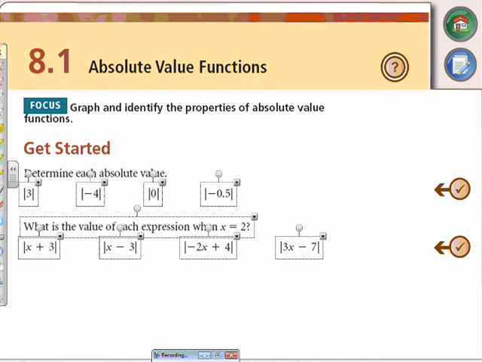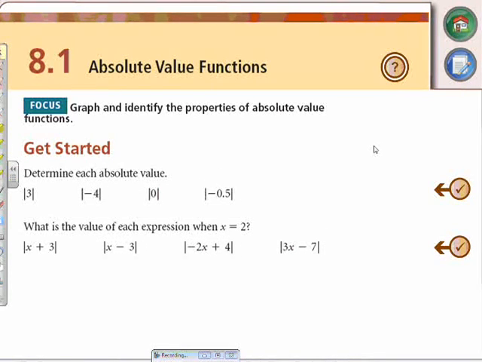Okay, 8.1 now. So we're on page 614. We're looking at absolute value functions. Taking what we just did with absolute values in 2.1 and applying it now into functions, so equations.